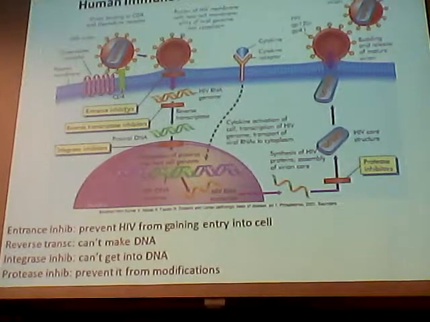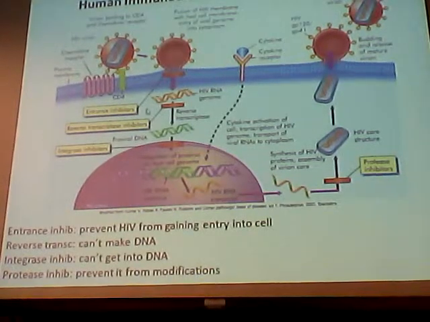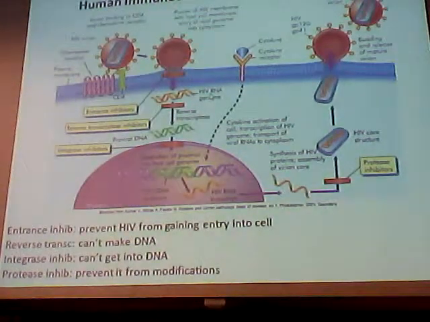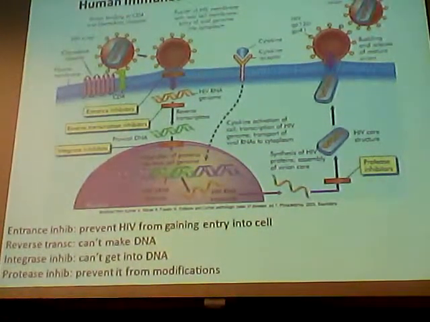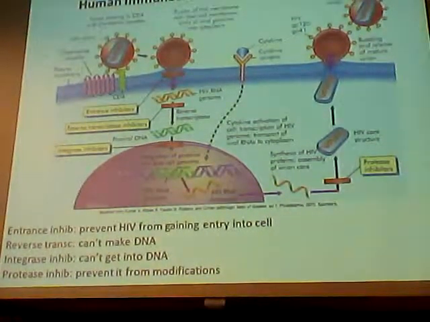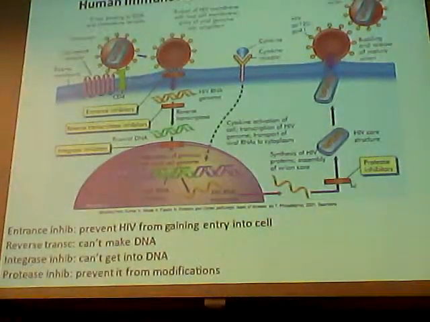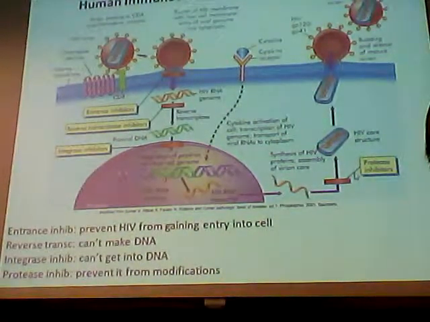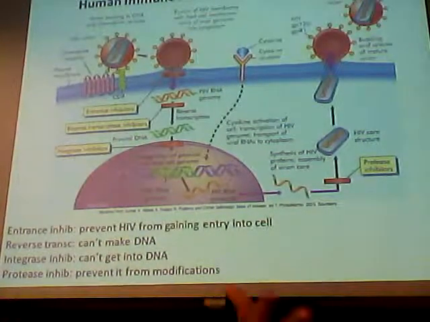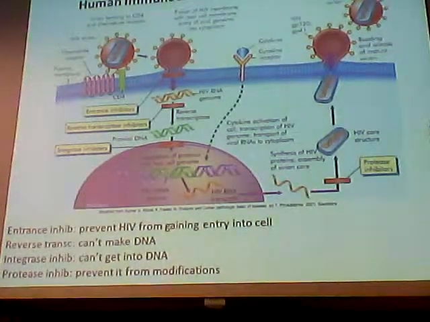So you could theoretically have an entrance inhibitor, preventing the virus from coming in. You could have a reverse transcriptase inhibitor to prevent the RNA from converting to DNA. An integrase inhibitor to prevent the DNA from getting into the nucleus where your genetic material is. Or you could have a protease inhibitor that prevents proteolytic modification. Certain proteins, once they're made, have to get cut up in certain places so that they can be active. So if you prevented that cutting up, then it's inactive.